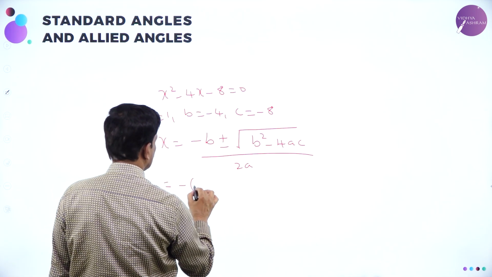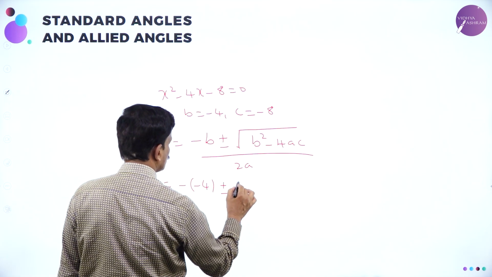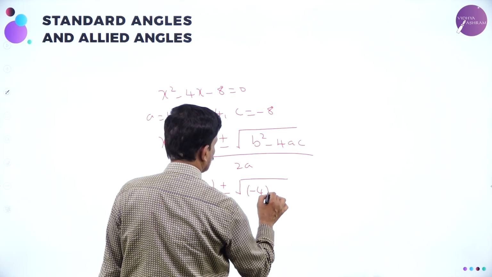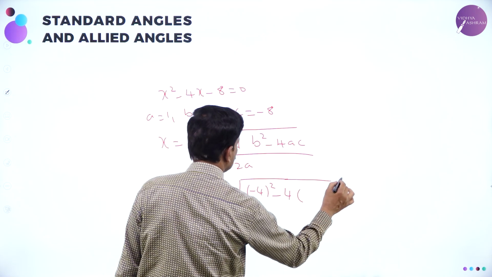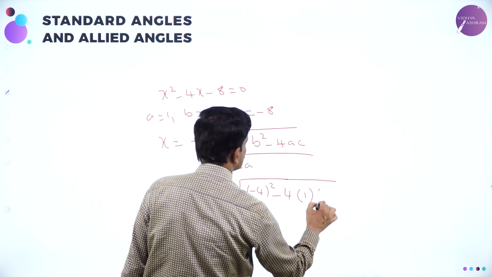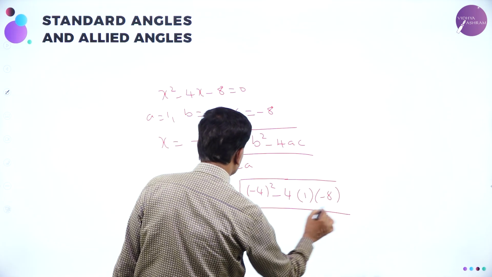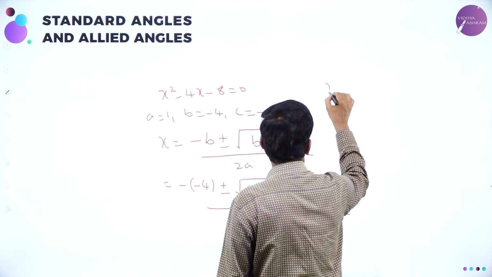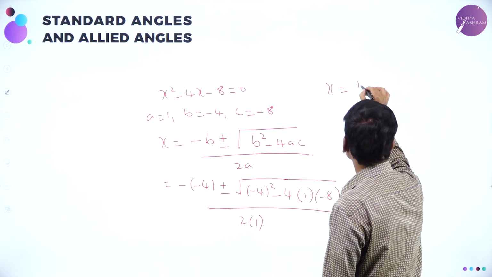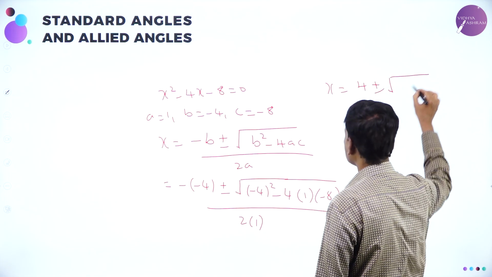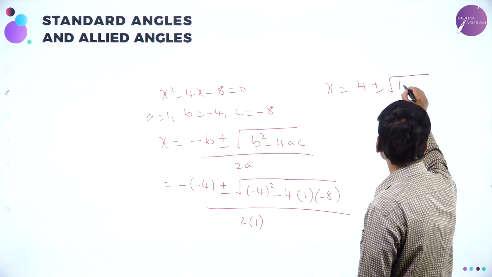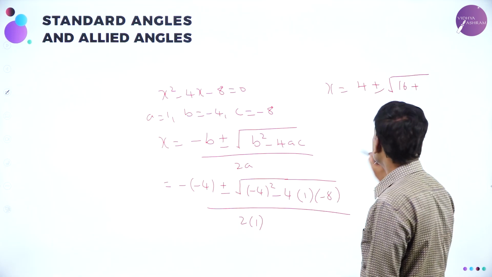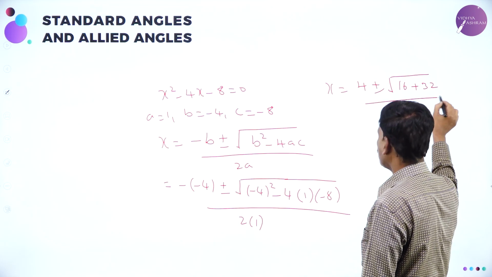Minus of minus 4 is plus 4, plus or minus root of b square. B square is minus 4 square, minus 4 into a. What is a? A is 1. C is minus 8, divided by 2 into a. A is equal to 1. So therefore x is equal to minus into minus is plus 4, plus or minus root of 4 square is 16, minus into minus plus, 8 into 4 is 32, divided by 2.